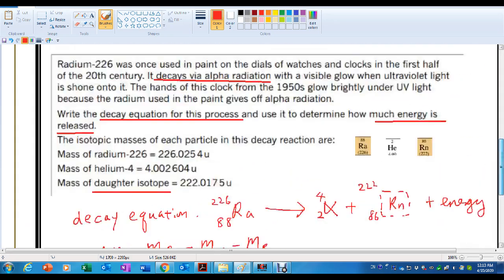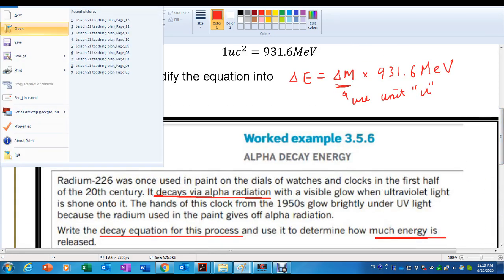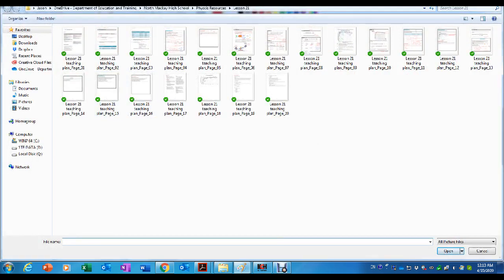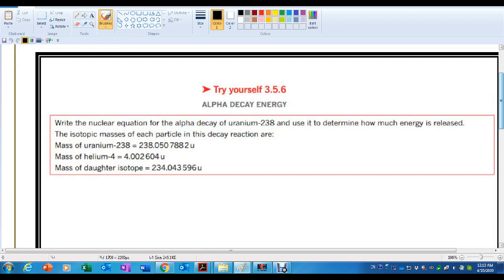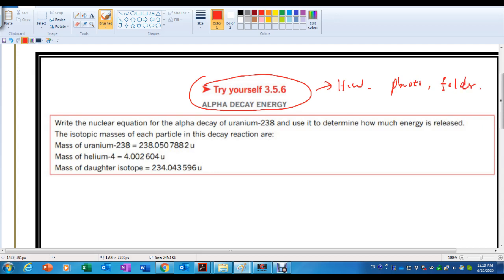Okay, so we got this one done. Let's do another one. For this one, you can do it by yourself. Do some homework. So here's the homework.